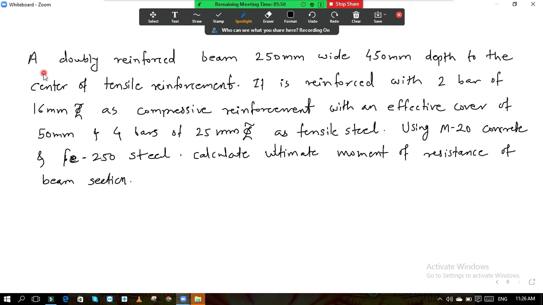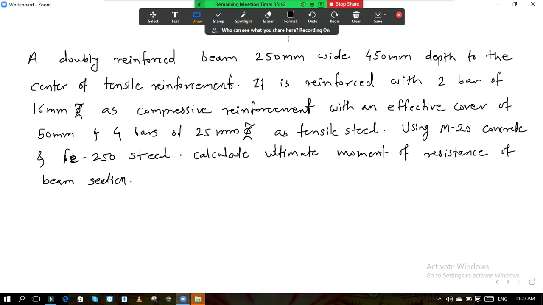the given data. So doubly reinforced beam is there, 250 mm wide and 450 mm depth to the center of tensile reinforcement. So the effective depth is given. It is reinforced with 2 bars of 16 mm diameter as a compression reinforcement. म्हणजे top ला जी reinforcement दिलेली आहे above neutral axis, there are 2 bars of 16 mm diameter, and below the neutral axis the tensile reinforcement is 4 bars of 25 mm diameter. Okay. And they told you to use the M20 and Fe250 steel and calculate the ultimate moment of resistance.